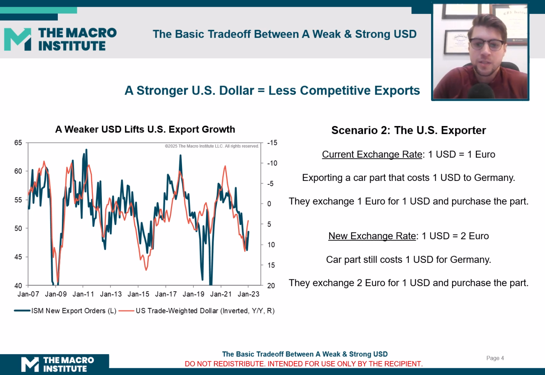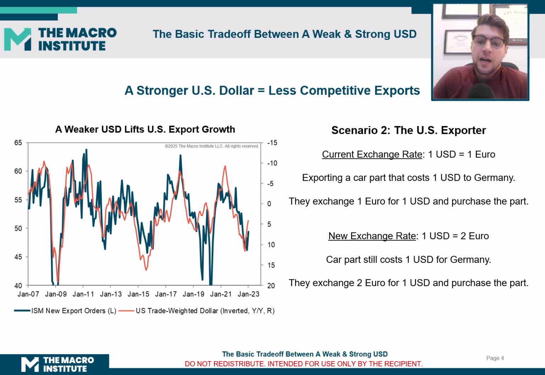So let's talk about this with scenario two. A lot of the same things, except this time we are a US exporter. So current exchange rate, 1 US dollar equals 1 euro. Except this time we're exporting a car part that costs 1 USD to Germany, some German importer. So they exchange 1 euro for 1 USD and they buy the part from us. So we get our 1 USD.